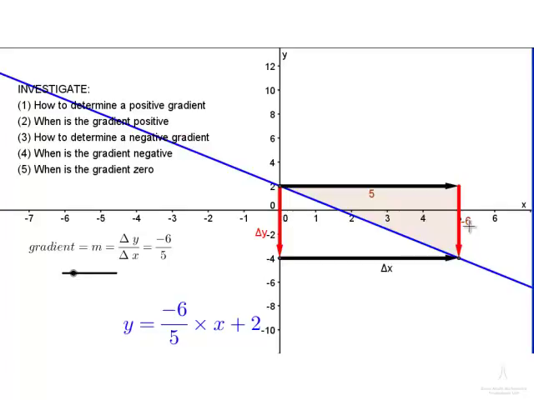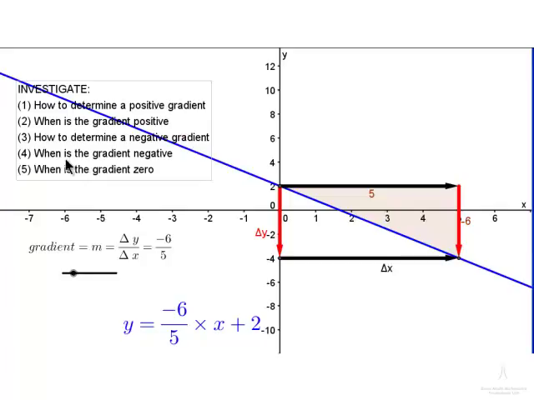Delta y is -6. It's pointing down, while delta x is still +5. So it's -6/5. The gradient is negative. So the first question is how to determine a negative gradient. Nothing new. Get 2 points, determine delta y and delta x, and calculate that particular quotient of delta y divided by delta x. So that's how you find it.